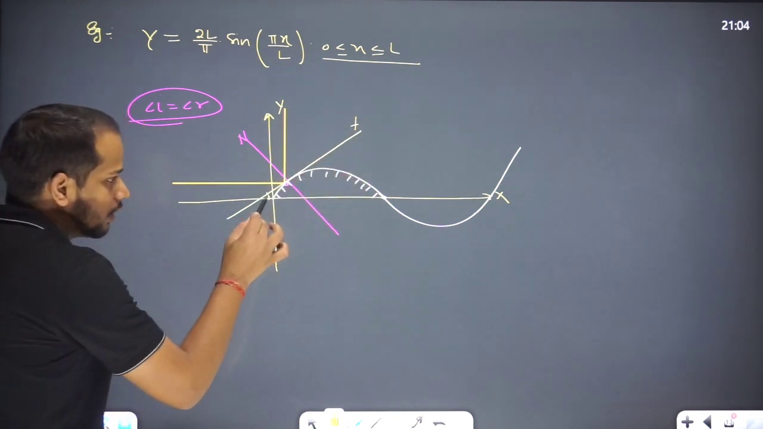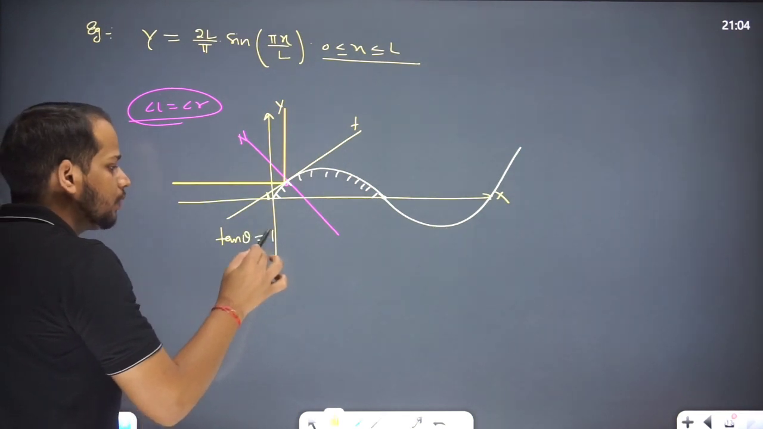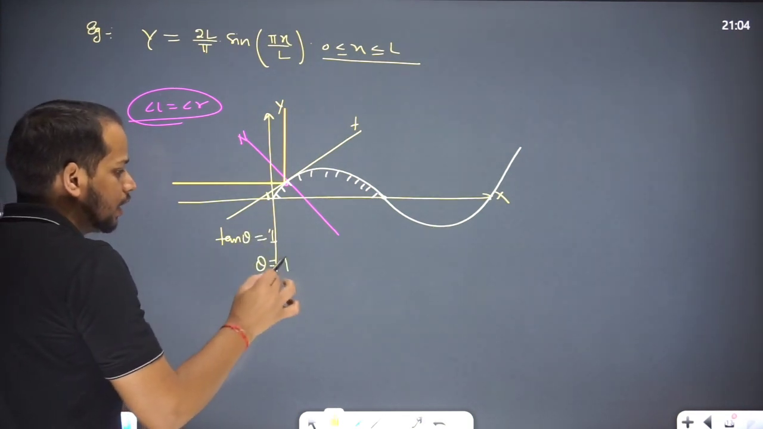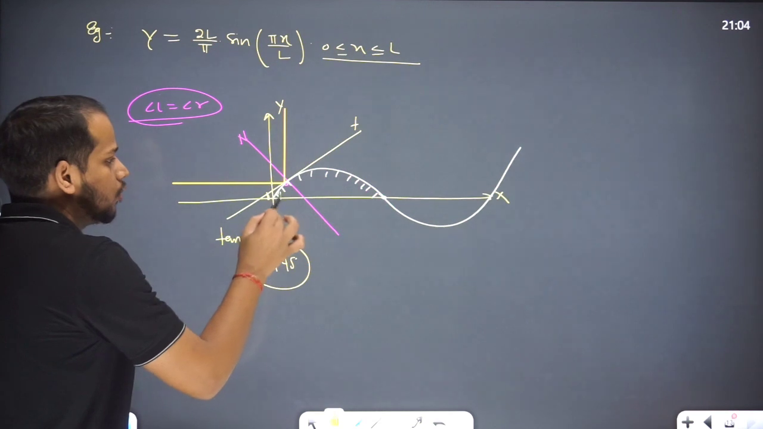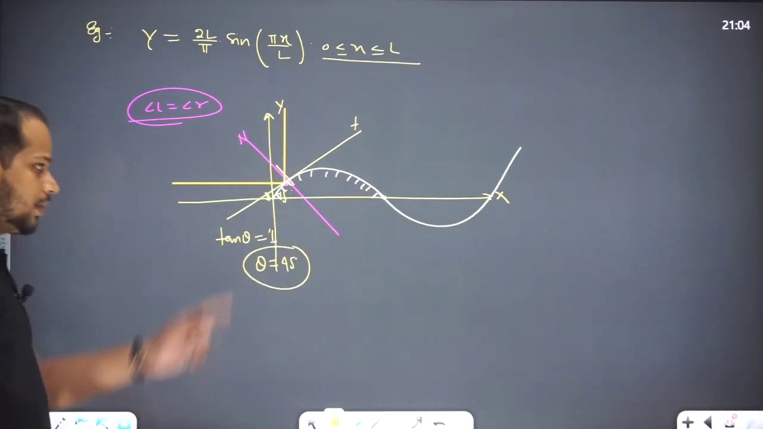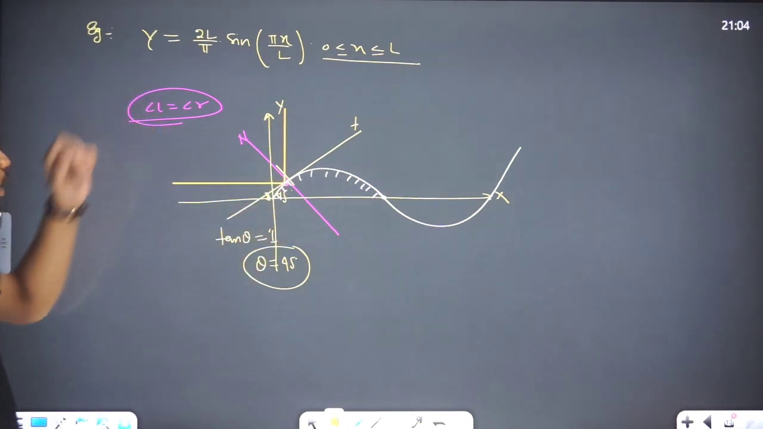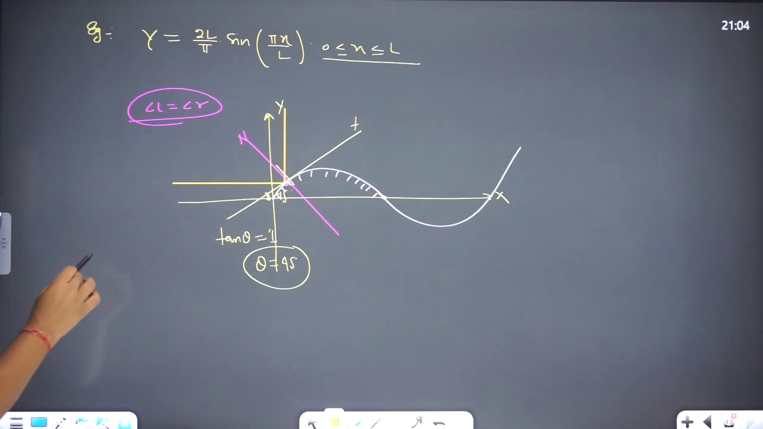What is the angle here? You know it's the same. That is, tan theta is 1, or you can say theta is 45, whatever you want, right? Because if that one is 90 degrees, then this angle is 45. If this is 45, then what is the slope at this point? 45 degrees, right? So let's find out the slope of this one. What is the slope of this one?